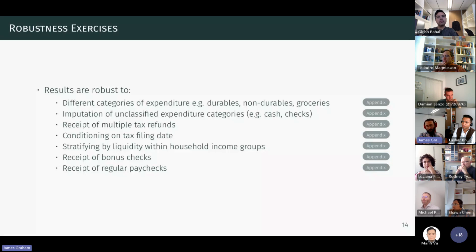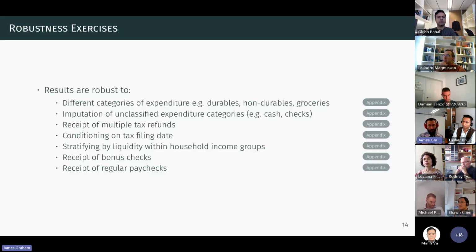And then finally, we look at other types of spending as well, not just tax refunds. You might be worried that tax refunds are special in some way. We do bonus checks. Bonus checks are generally wealthier households, so it is a selected sample, but they are also infrequent. You tend to only get a bonus check once a year. Same kinds of patterns, just smaller MPCs, which you might expect.